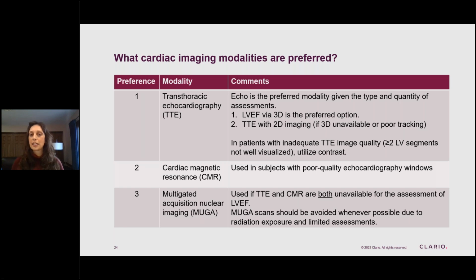It's also logistically less expensive. It's globally available. It does not have radiation exposure. Usually you don't even have to give contrast. It's non-invasive, so it's actually convenient as well.